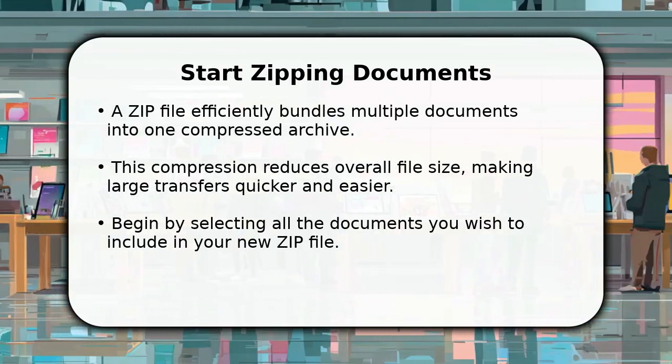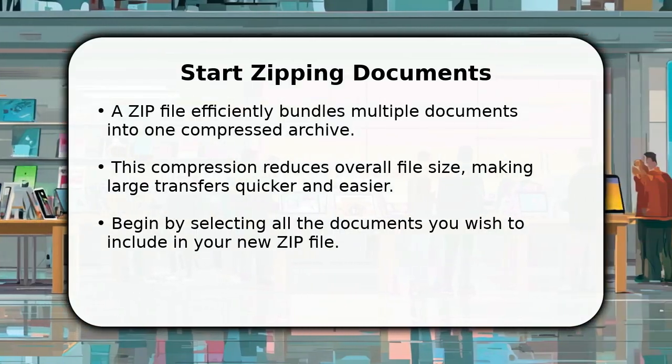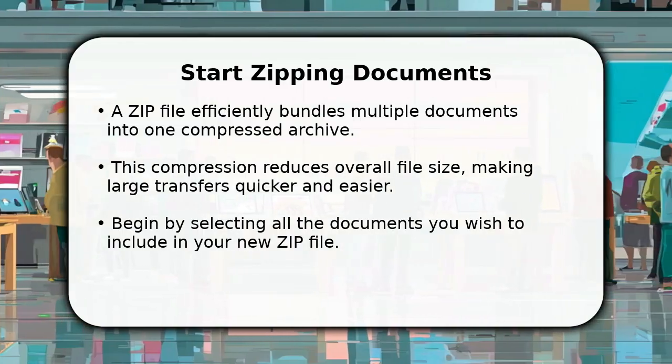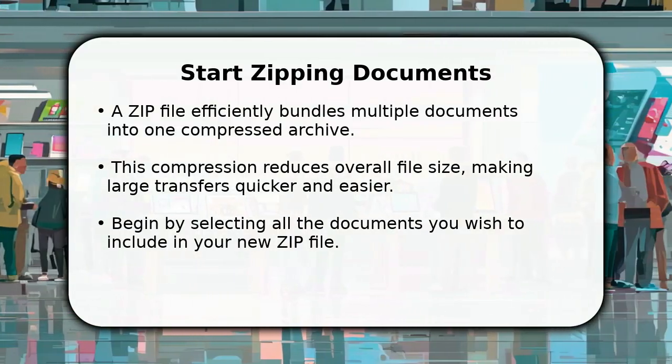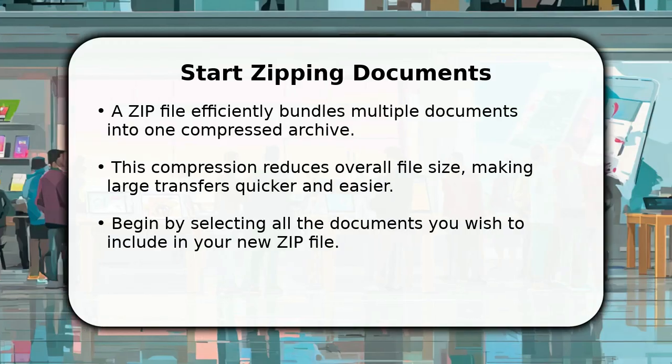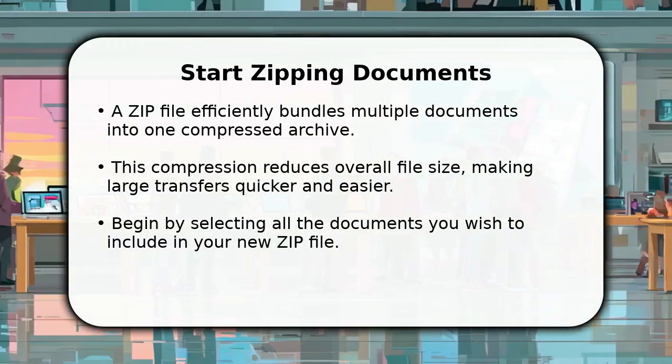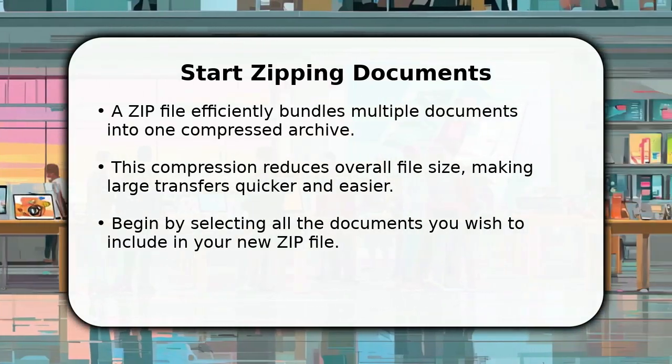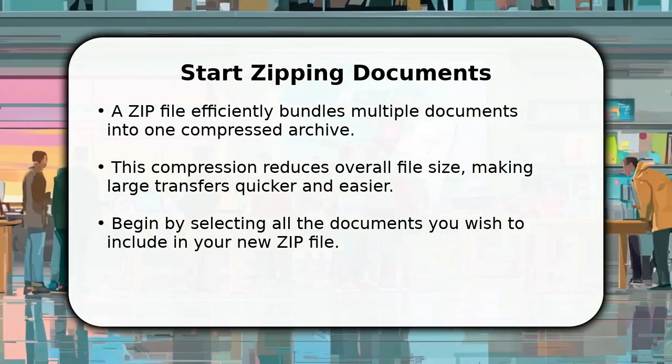Hold down the Control key on a Windows computer or the Command key on a Mac, and then click each individual file you wish to include. This simple method allows you to select as many or as few files as you need, preparing them efficiently for the crucial next step of compression.